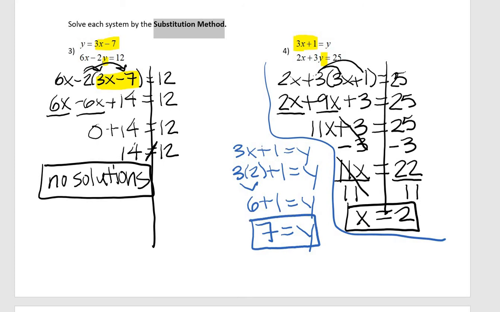And my final answer, I would write this as a coordinate. And remember to do this on your test as well to get full credit, to write this as a coordinate. My x value is 2, comma, my y value was 7. And if you can do this on your test, that is 100% right there.